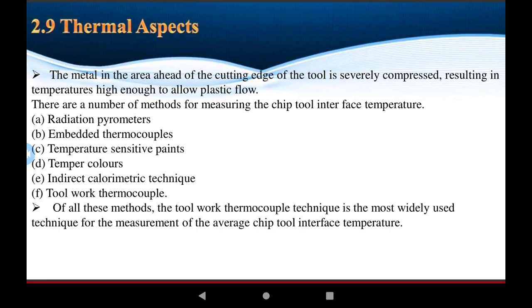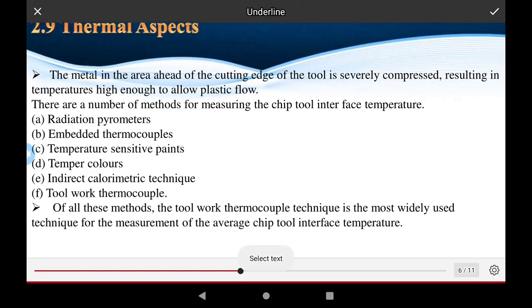There are a number of methods used to find out the measurement of temperature and heat. Some of these methods are used in the measurement of temperature, such as radiation pyrometers, radiation of the parameters, and embedded thermocouples. The second method is the operation of embedded thermocouples and temperature sensitive points.